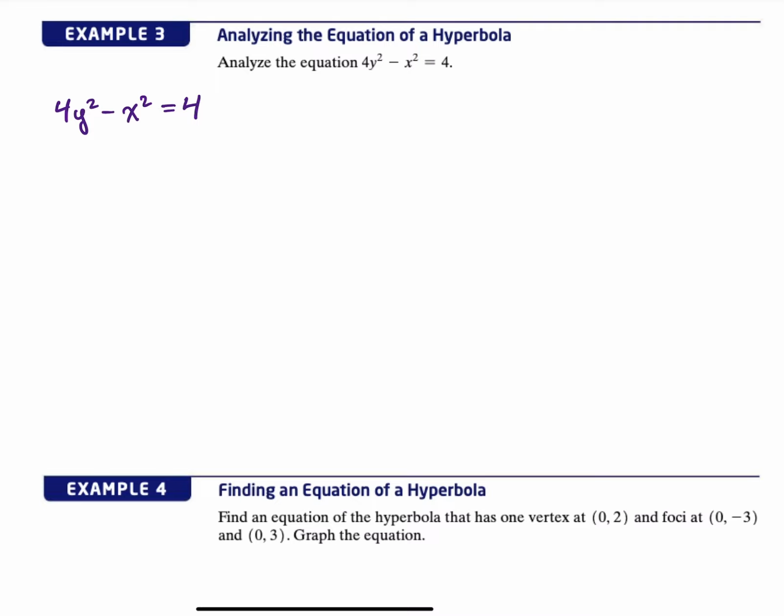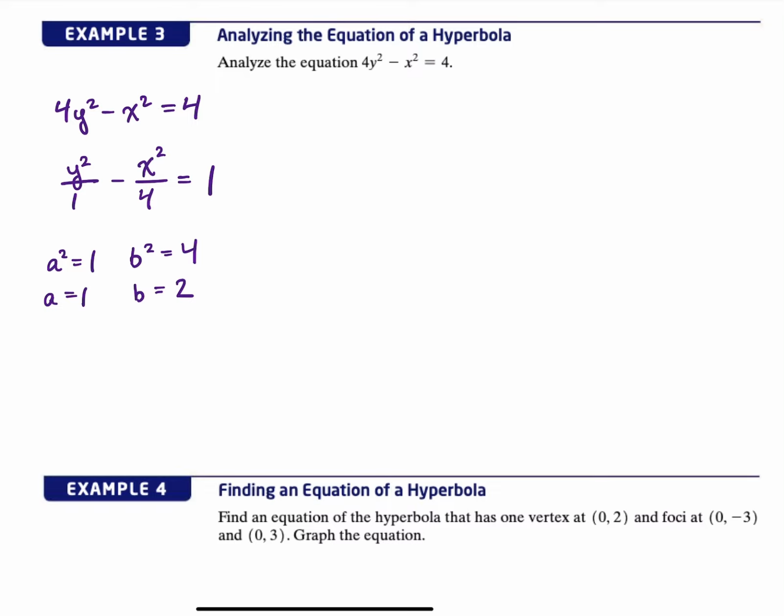So let's divide everything by 4. That will give us y squared. It'll cancel with that 4, so I'll write this as y squared over 1 minus x squared over 4 now will equal positive 1. So just dividing everything by 4. So from here we could see that a squared will be positive 1, b squared will be positive 4, so that means a is 1 and b is 2.